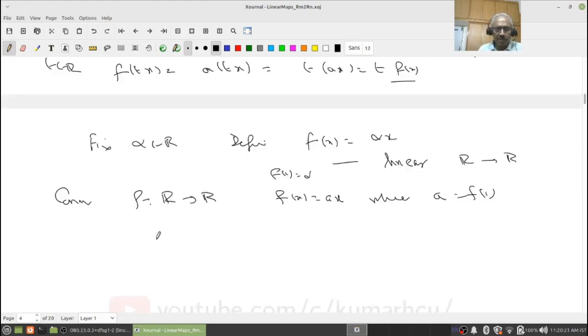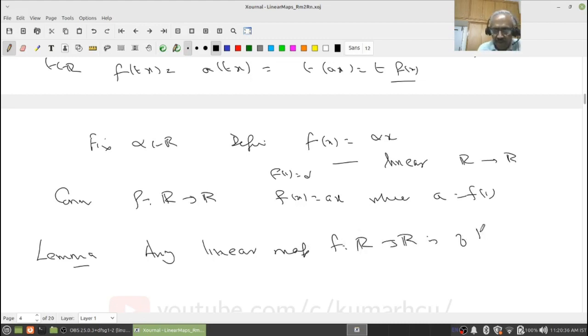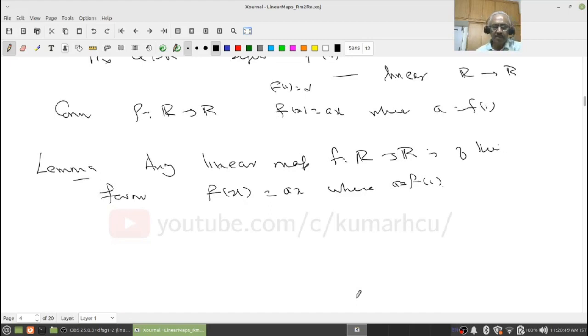Therefore we arrive at the following lemma. Any linear map f from R to R is of the form f of x equal to ax, where a is f of 1. So we have found all the linear maps.